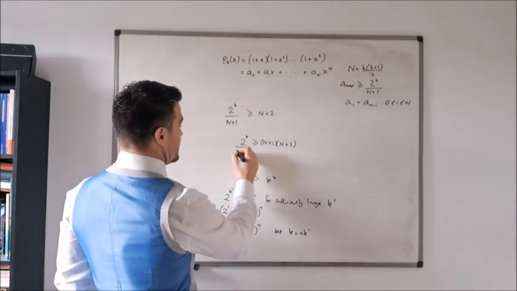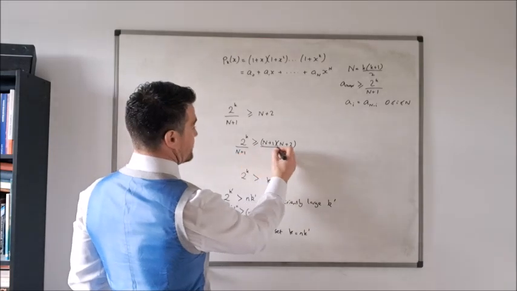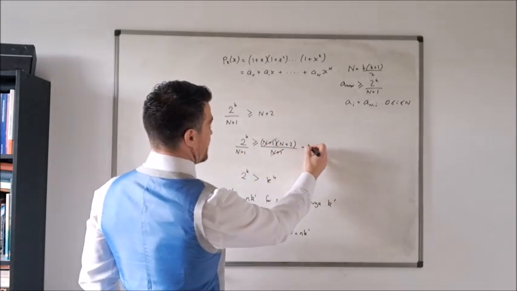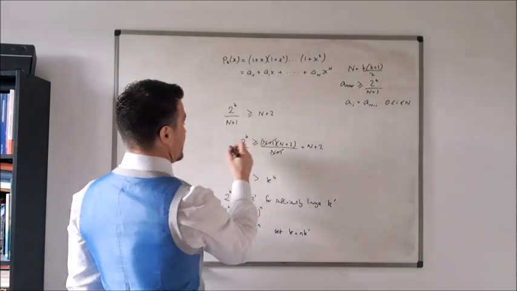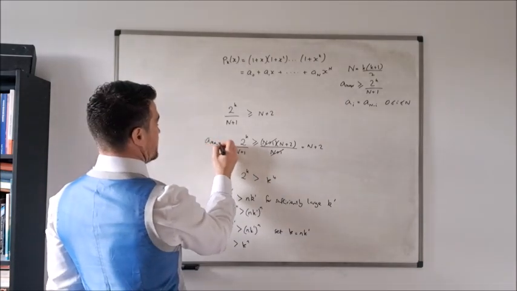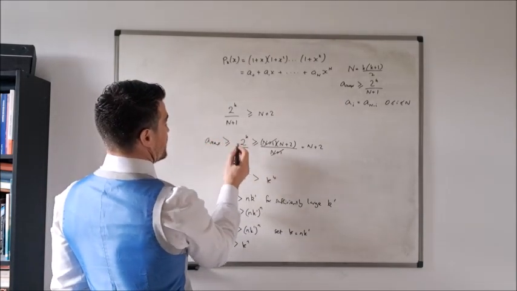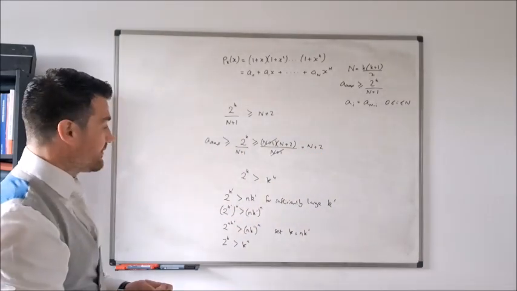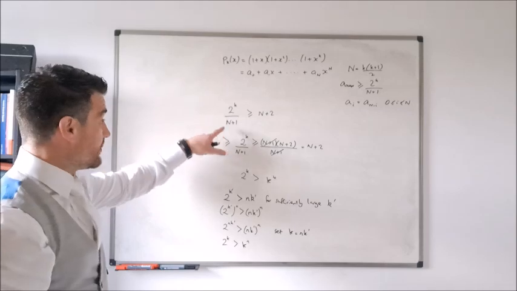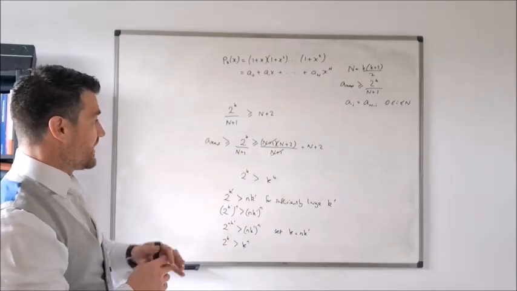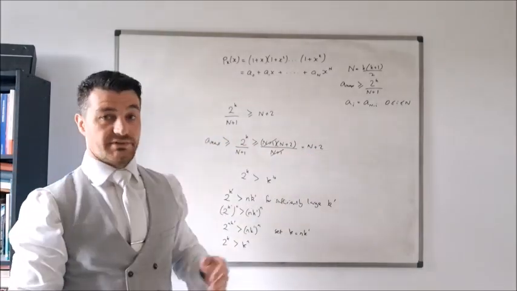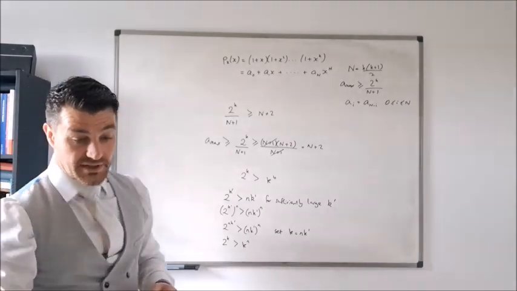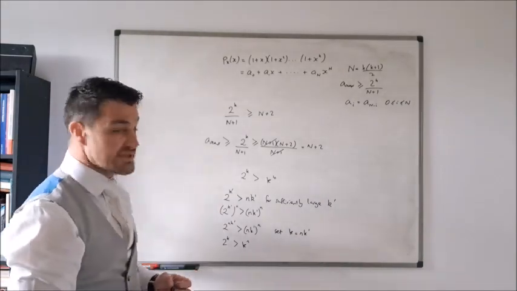2 to the power of k over n plus 1 is greater than or equal to n plus 1 times n plus 2 over n plus 1, which equals n plus 2. That means that A max, which is greater than or equal to this, must be greater than or equal to n plus 2. And that provides the result that I was looking for. I wanted to show that A max has to be greater than or equal to n plus 2. Okay, and that concludes the solution to this particular problem.